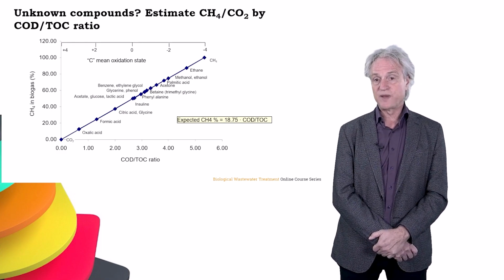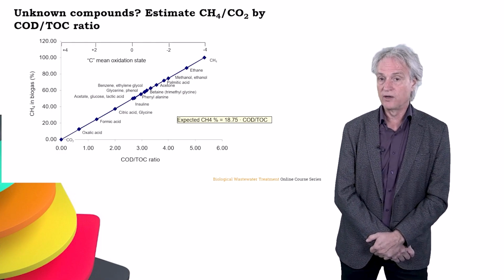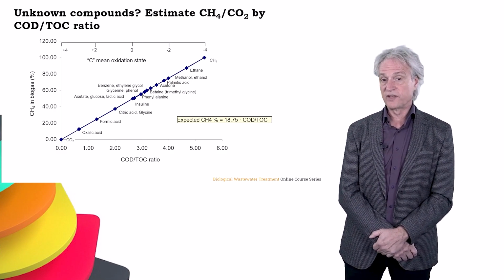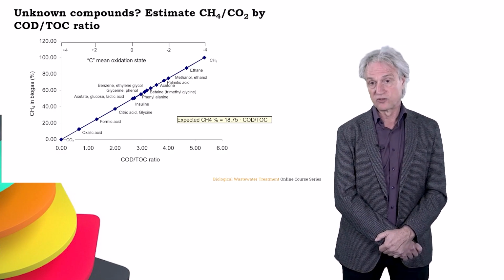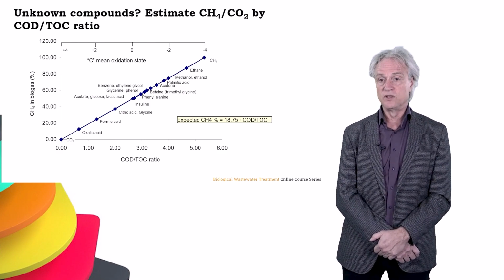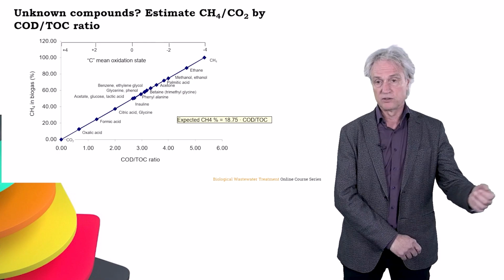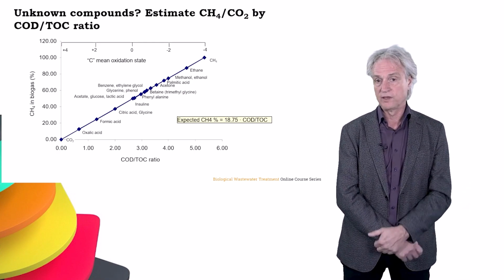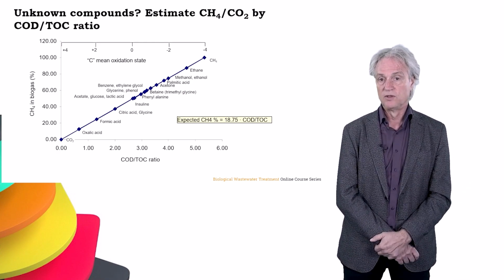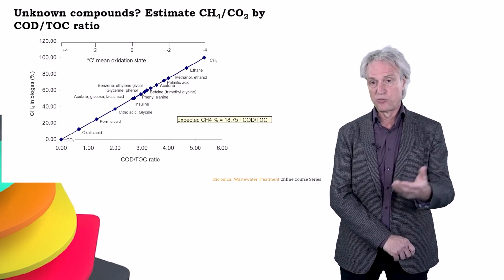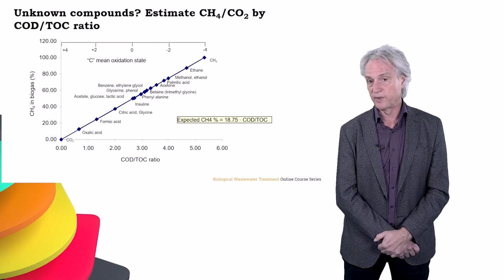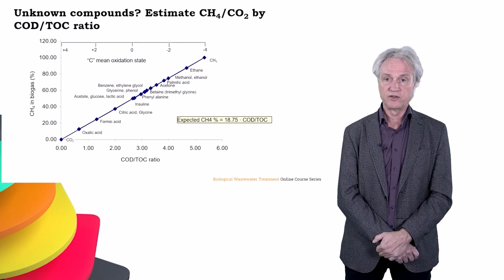And so the expected methane percentage in the biogas, you can calculate as 18.75, which is the slope of this line, times the COD/TOC ratio. COD is a chemical methodology. TOC you also analyze in the lab, and this ratio times the slope of the line will give you the expected methane concentration in the biogas.